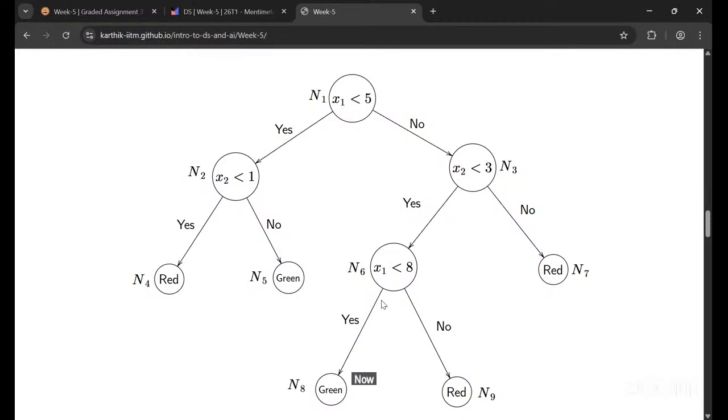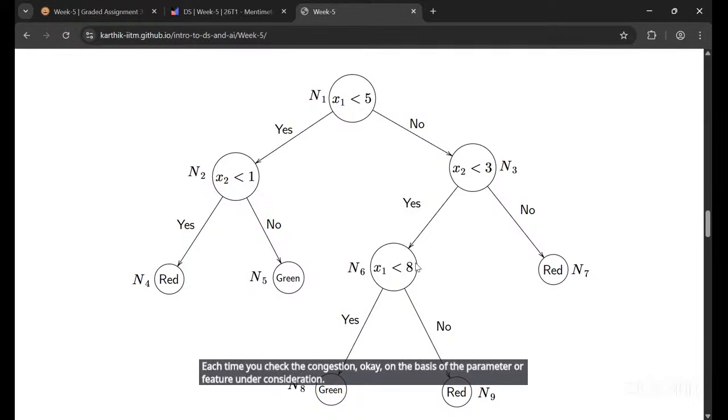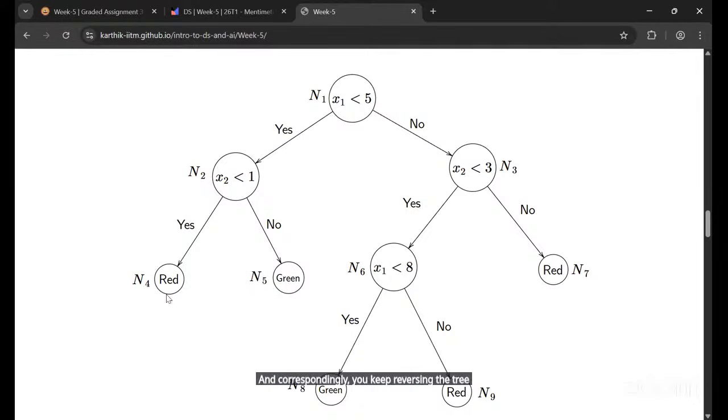Now, what you do is at each question node, you have some parameter or feature, and there's a condition that you check. So here I'm checking if x1 is less than 5, x2 is less than 1 here, and x2 is less than 3. If that condition is satisfied, you go along a certain path. If that is not satisfied, you go along a different path. So you keep doing this and you keep traversing the tree. Each time you check the condition on the basis of the parameter or feature under consideration, and correspondingly, you keep traversing the tree until you reach one of the leaves.